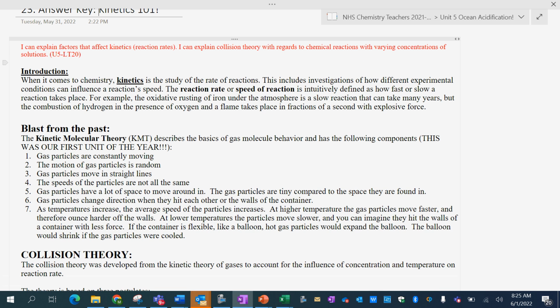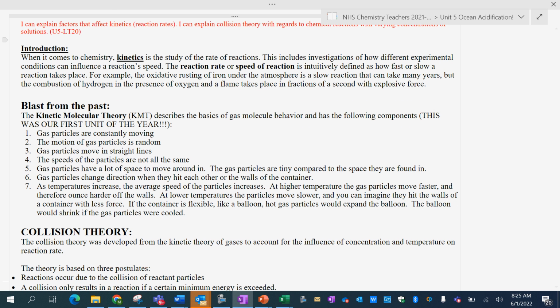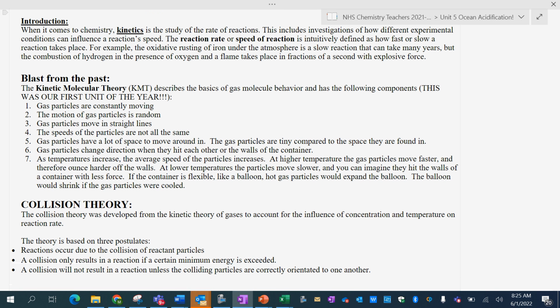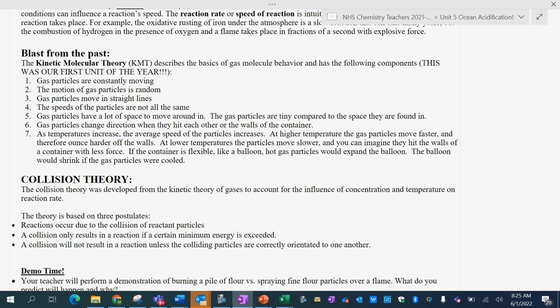So in the introduction, it says that kinetics is the study of the rate of reactions. There are some reactions that are very slow, like things that are rusting. Imagine a nail that's rusting over years and years. And then there are reactions that happen really quickly, like when we blew up the hydrogen balloon. Hydrogen in the presence of oxygen and a flame takes just fractions of a second with explosive force.